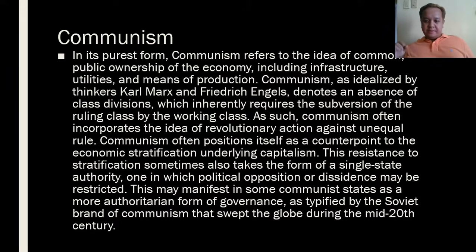Now, this resistance to stratification sometimes also takes the form of single state authority, one in which political opposition or dissidents may be restricted. This may manifest in some communist states as a more authoritarian form of governance, as typified by the Soviet branch of communism that swept the globe during the mid-20th century.